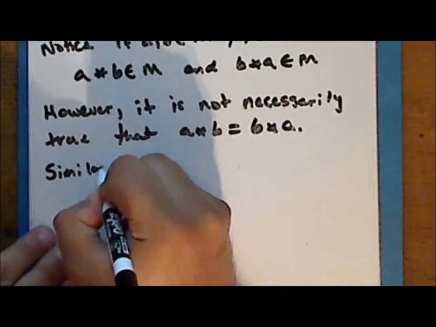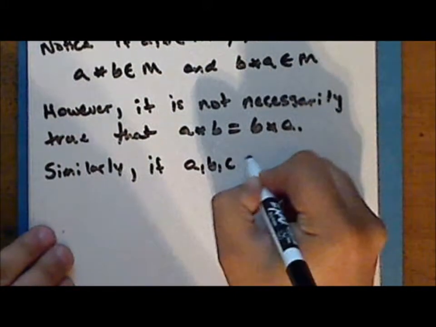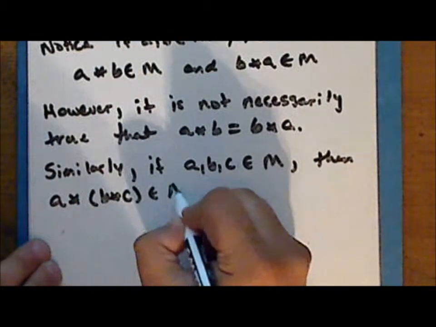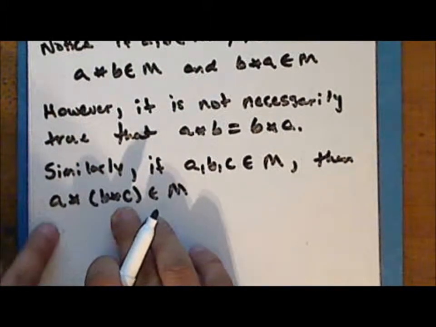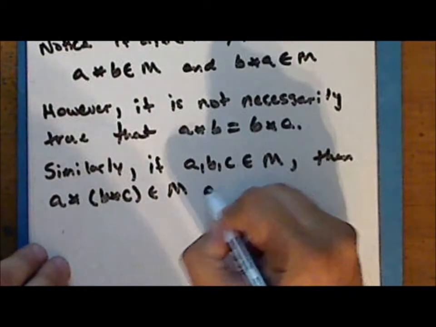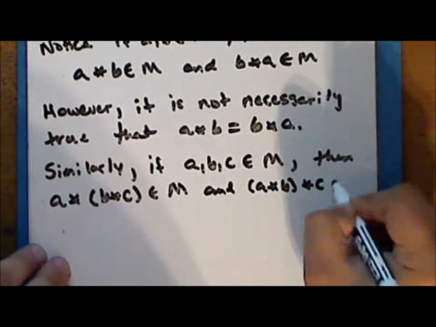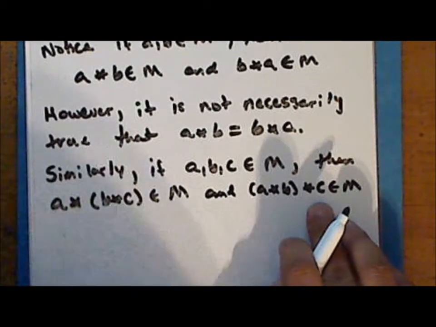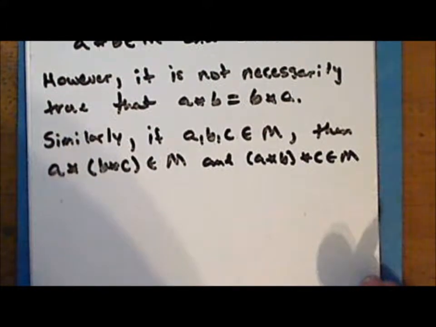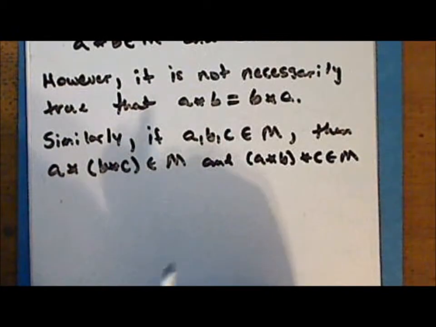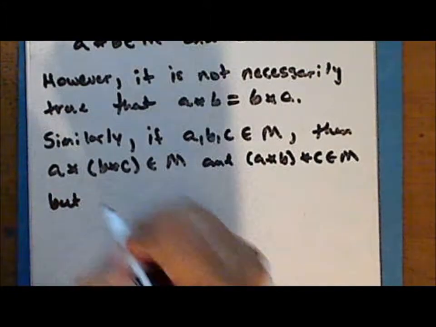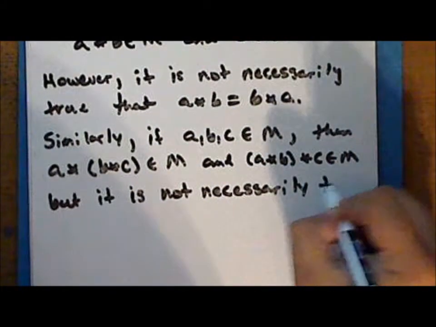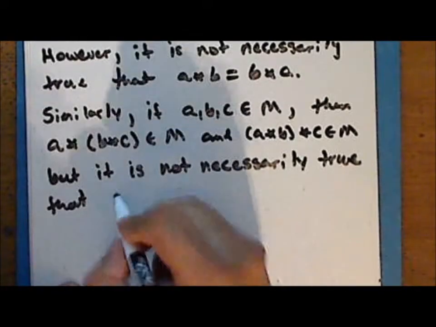Similarly, if A, B, and C are any three elements in the set M, then A star (B star C) is an element in the set M, where B star C is an element, and so we are once again combining two elements. And the quantity (A star B) star C is an element in the set M, where here we're combining an element which happens to be A star B with the element C. So both these elements are in the set M. The result of performing the operation this way is an element in the set M. However, it is not necessarily true that these two elements are the same.